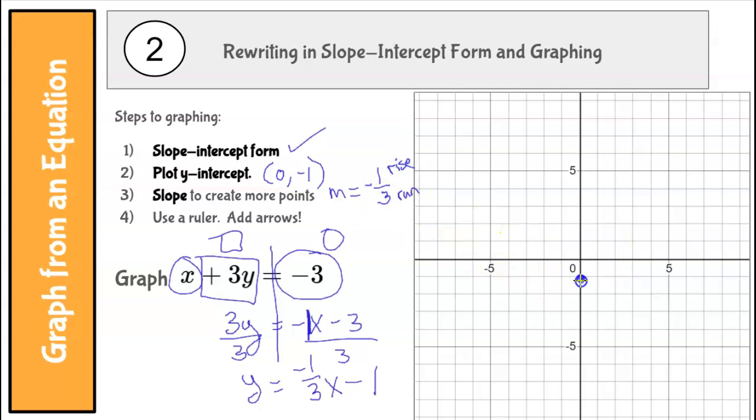It's negative again, so I'm going to run to the right, 1, 2, 3. I always recommend running to the right unless you don't have room to run to the right, and then you should run to the left. But I always recommend running to the right, 1, 2, 3. And then I'm going to sink down 1 because it's a negative. 1, 2, 3, down 1. And then I'm going to draw a line. Arrows at the ends, goes all the way through. Hopefully now you know how to rewrite and graph something that's not in slope-intercept form.